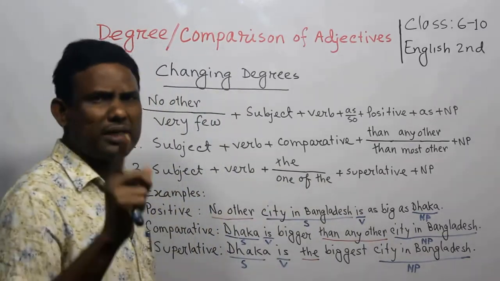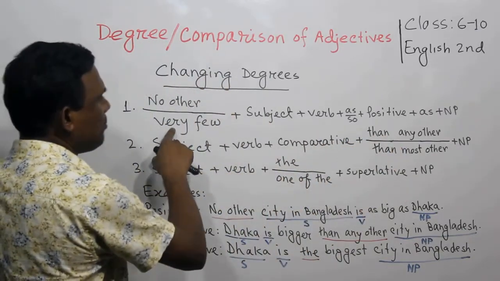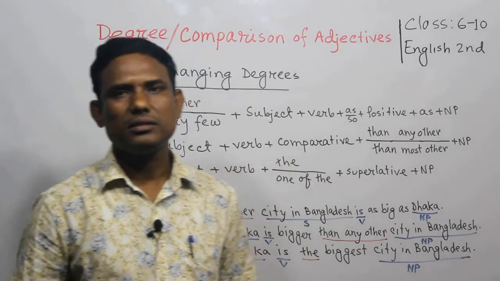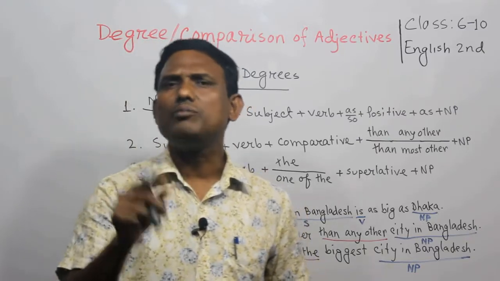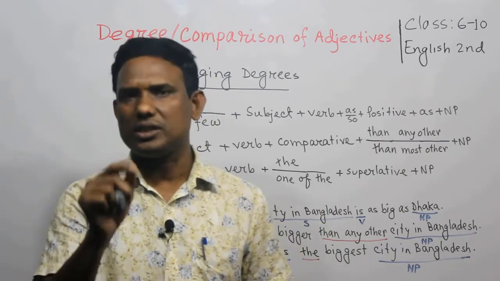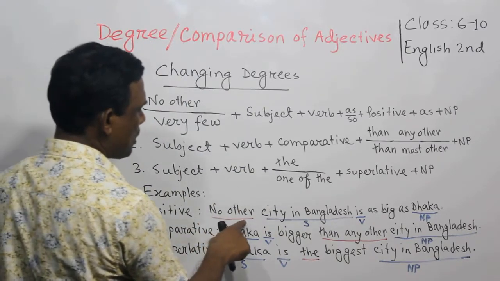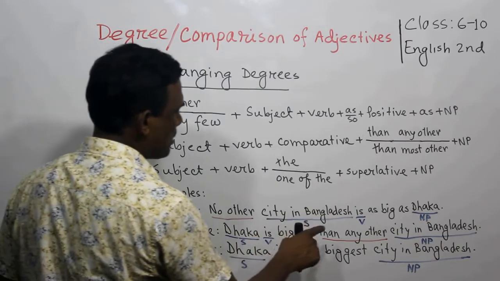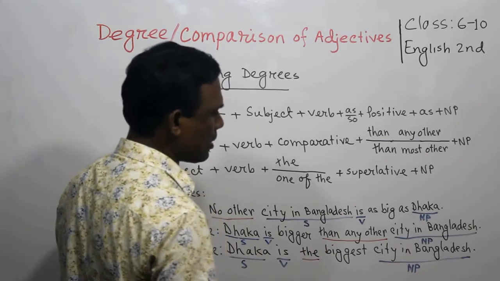Dear friends, you must maintain the sequence: no other, than any other, the, very few, than most other, one of the. Okay. To keep the meaning unchanged, NP will become subject and subject will become NP. But at the time of changing comparative to superlative or superlative to comparative, this rule is not applicable. Look at the examples. Positive: No other city in Bangladesh is as big as Dhaka. Comparative: Dhaka is bigger than any other city in Bangladesh. Superlative: Dhaka is the biggest city in Bangladesh.